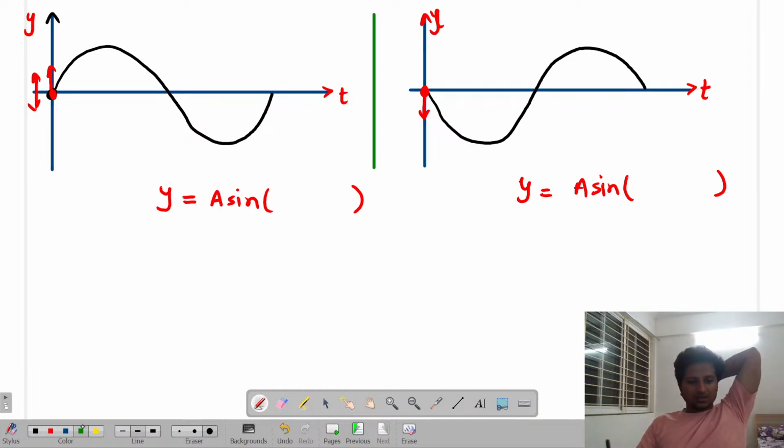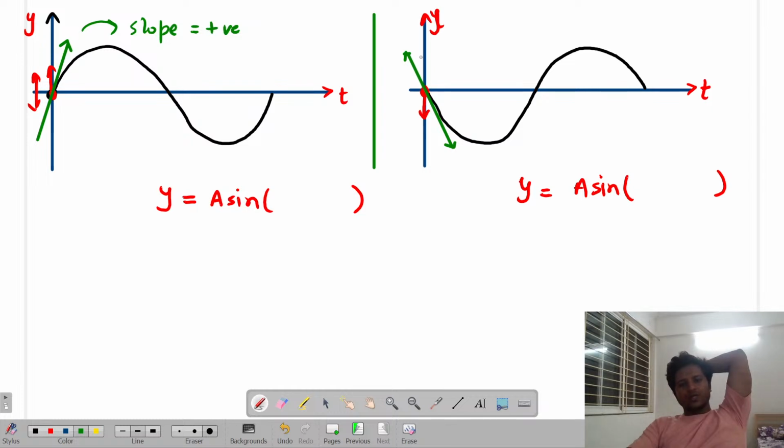Now look over here. Let us try to see why this discrepancy is appearing. Now to solve this discrepancy, we will draw a slope over here. What we will draw? Yeah, we will draw a slope. Now you got the idea. You see that in the first case, this slope is making an acute angle with the x-axis, and that means this slope is positive, while this slope is negative, isn't it?